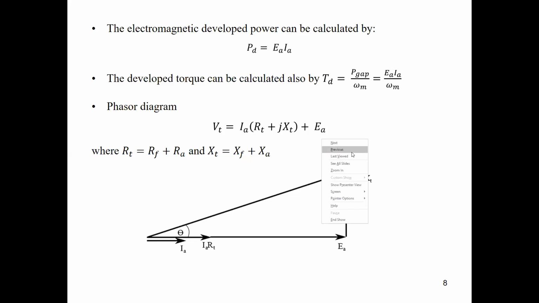Right. What is the angle between voltage and current for any machine? Yes, the power factor angle, exactly. So if we would like to calculate the power factor here, we can say this length divided by this length. Is it right? So the power factor equals (IA R total plus EA) all divided by V terminal. This represents the value of the machine power factor.